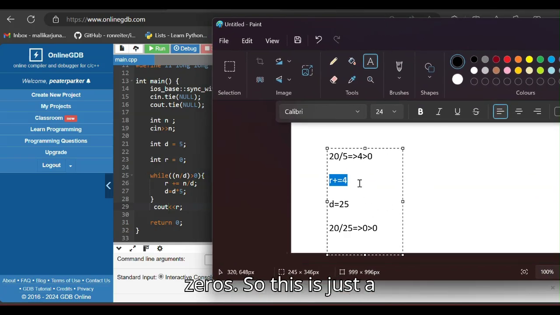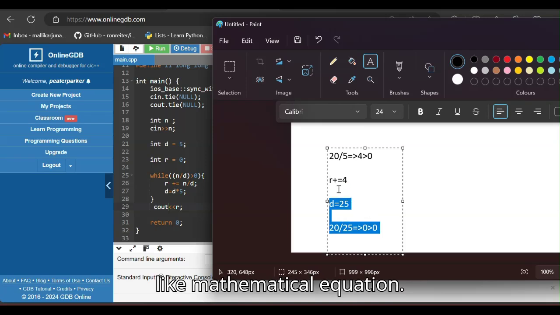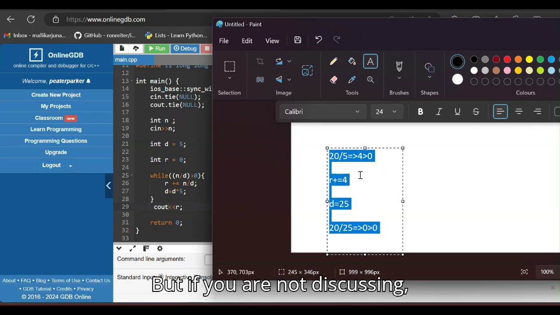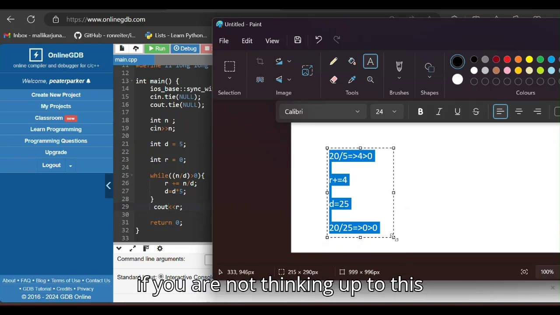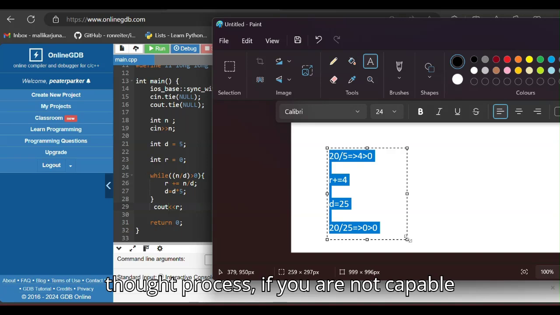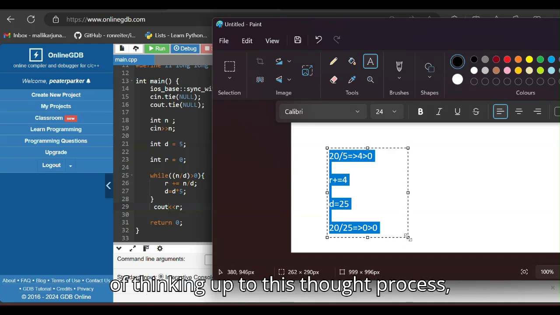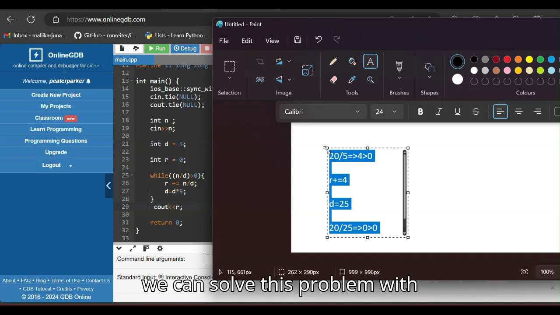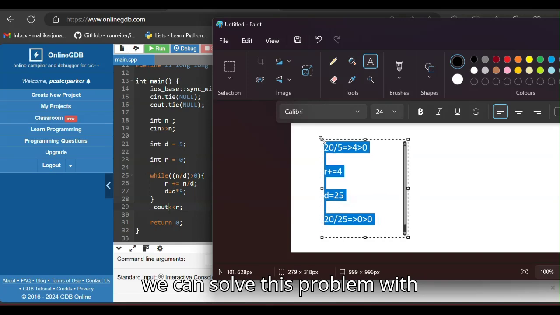So this is just like a mathematical equation. But if we are not capable of thinking up to this thought process, we can solve this problem with a reverse approach. Like we have to find the factorial of this number.